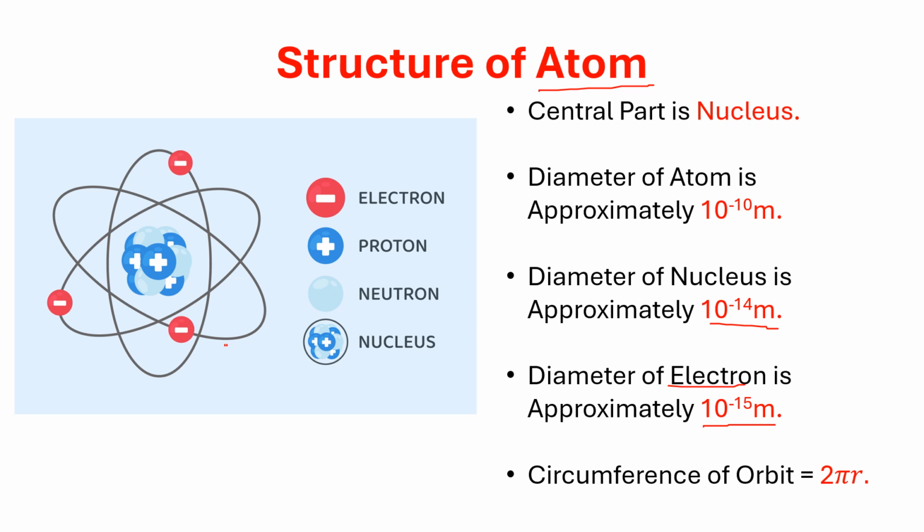This electron revolves around the nucleus by the electrostatic force of attraction between them, and the electrostatic force of attraction acts against the centrifugal force to keep the electrons in their orbit. The circumference of this orbit can be calculated using the formula 2 pi r. Now we will see the comparison between electron, proton, and neutron.